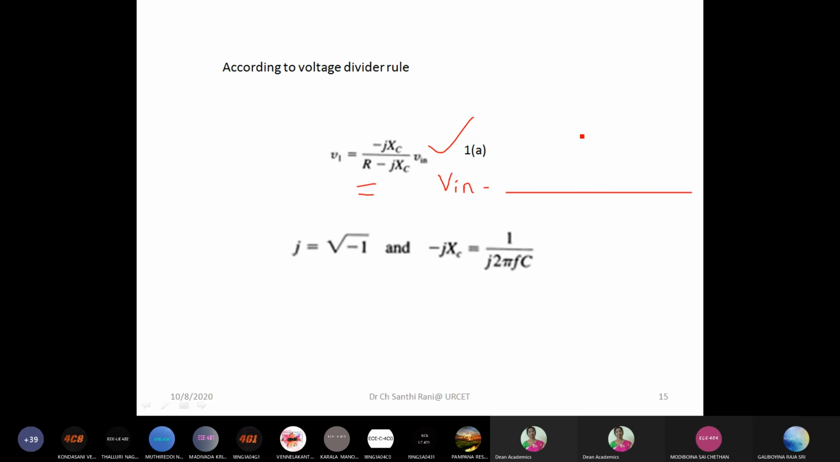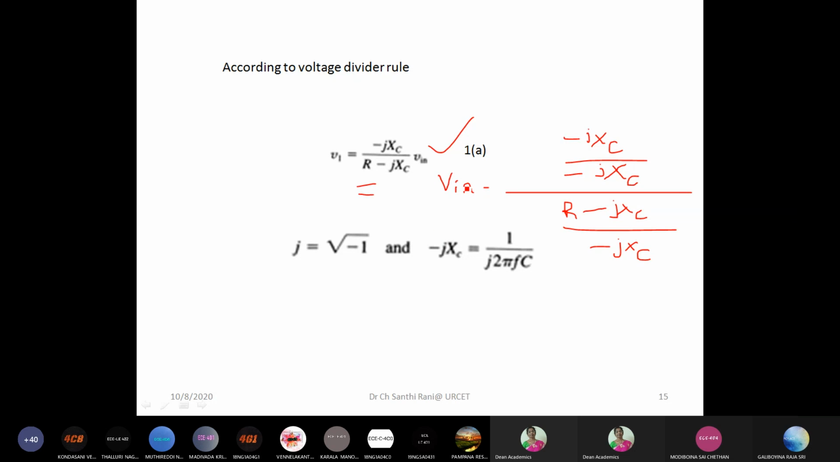The numerator minus jXc is there already, divided by, now the numerator we are dividing with minus jXc. So minus jXc, and the denominator also we are going to divide with minus jXc. That means in the denominator we have R minus jXc divided by minus jXc. So minus jXc, minus jXc.